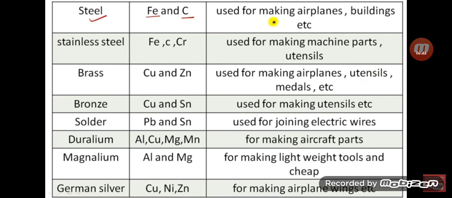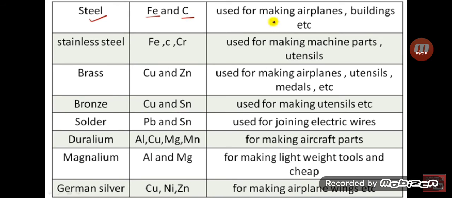Steel. Steel is an alloy of iron and carbon and is used in aeroplanes, buildings, etc. Stainless steel. Again it is an alloy of iron, carbon and chromium and is used for making machine parts and utensils. Brass is an alloy of copper and zinc and it is also used in making aeroplanes, utensils, medals, etc. Bronze, it is an alloy of copper and tin and is used in making utensils.